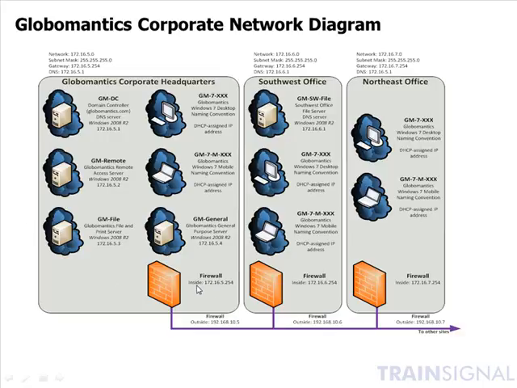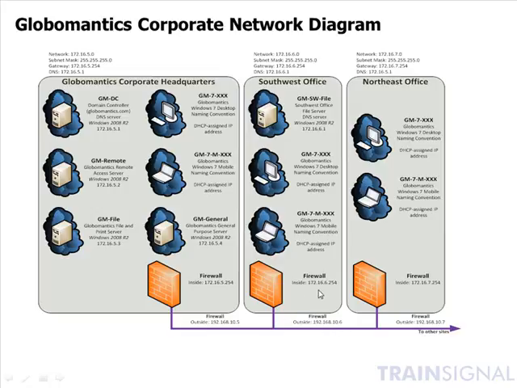The inside firewall address for Global Mantix headquarters, as I mentioned before, is 172.16.5.254. The outside address is 192.168.10.5. This will make a little bit more sense when we get to a physical network diagram later on in this lesson, so don't worry about this too much right now, and you'll see why I chose these addresses. Likewise, the Southwest Regional Office starts out with a 192.168 address as well for its outside firewall.